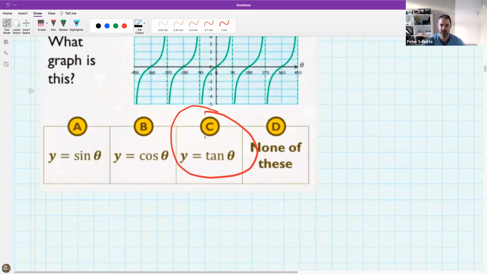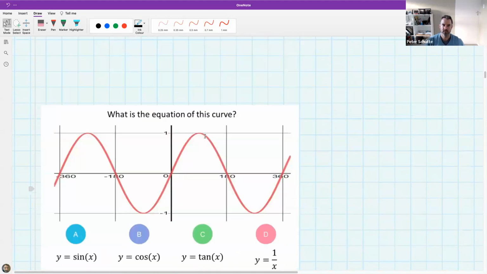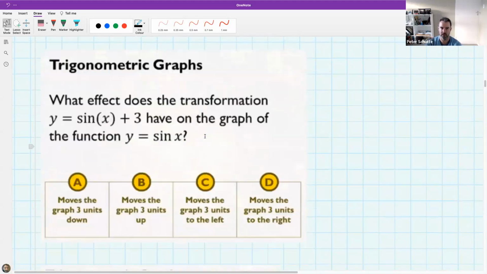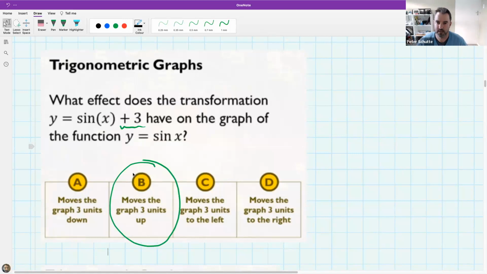Okay, let's not, it's too easy. Let's do this one. Choose the correct answer to this one. A, B, C, or D. Yeah, so that is just a vertical shift, and the answer is going to be B. So that's good. I think everyone was happy.